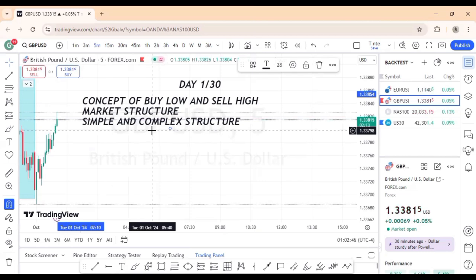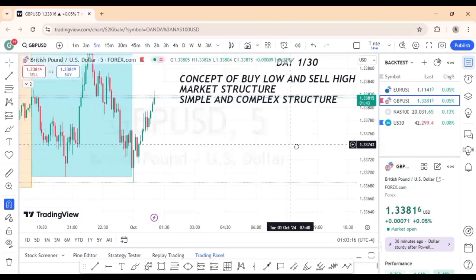This boot camp, or let's say mentorship, is going to be an answer to some of your questions. Many people have asked me, what is the best way to trade? Is it with trend lines? Is it with breakout and retest? Is it with patterns and all of those stuff? My answer is the best way to trade is buying low and selling high, because there are people that trade this way. For instance, now let's look at this.